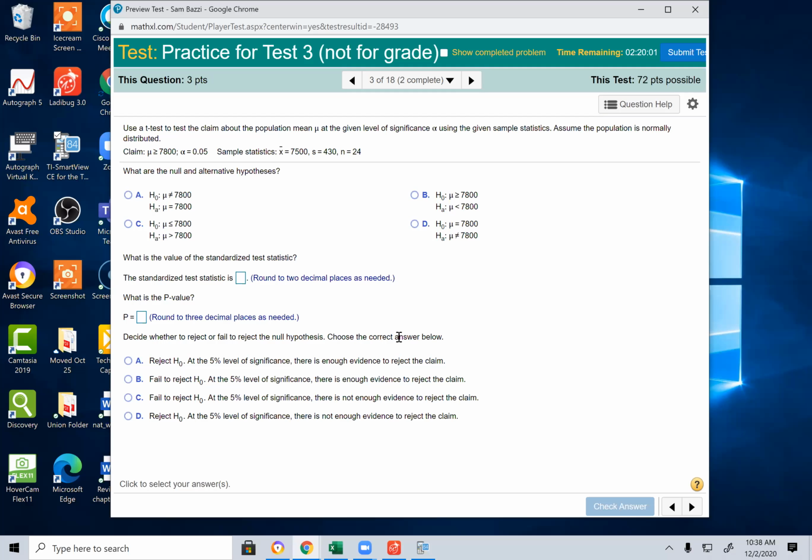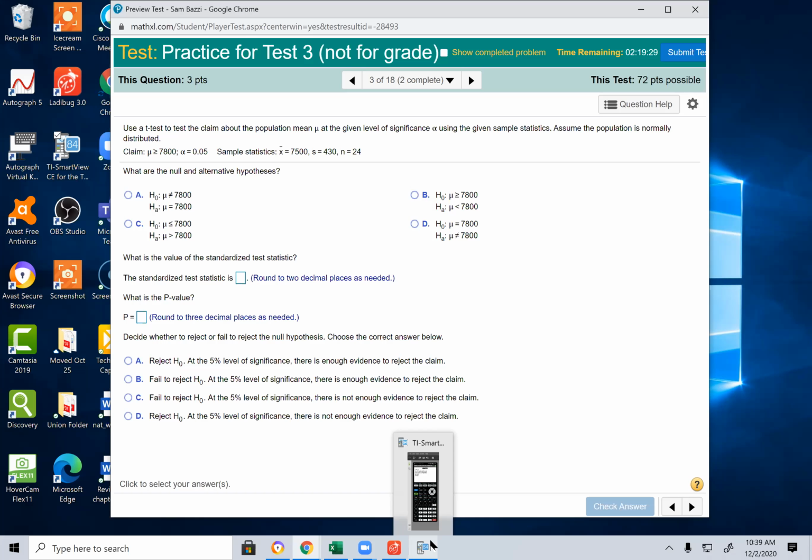Use a t-test. Well, here, guys, it's obvious. He's telling you to use a t-test. So you're not going to do anything other than the t-test because he is asking you to use a t-test in here. So we want to test that claim mu is greater than or equal to 7,800. Alpha is 0.05, X bar is 7,500, S is 430, and N is 24.